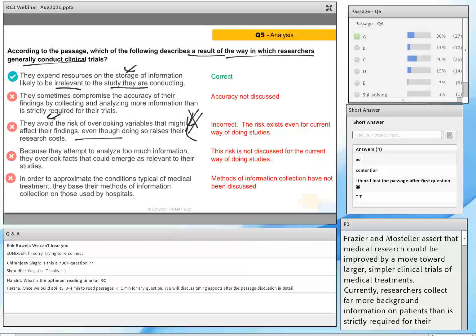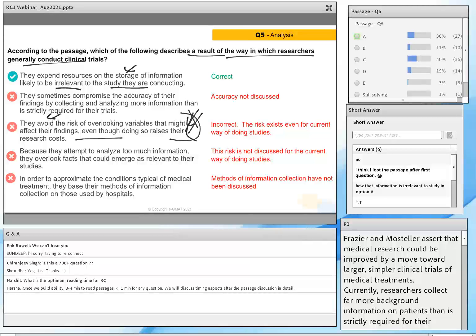However, this point is not even mentioned as the effect. The author is not saying that, hey, clinical trials collect so much data because they want to avoid the risk of losing variables for the trial. No, they are not saying that. Okay. Would choice C be correct if it said they tried to avoid? No, it would still be incorrect, because this point has not been mentioned as an effect of collecting too much data.